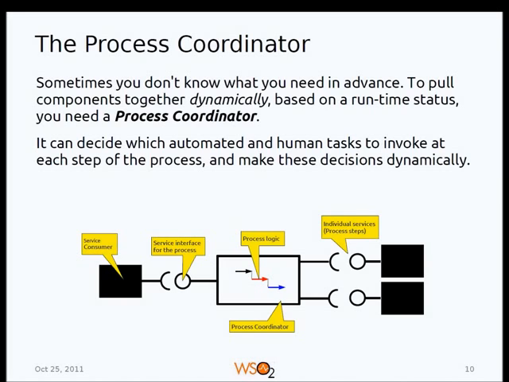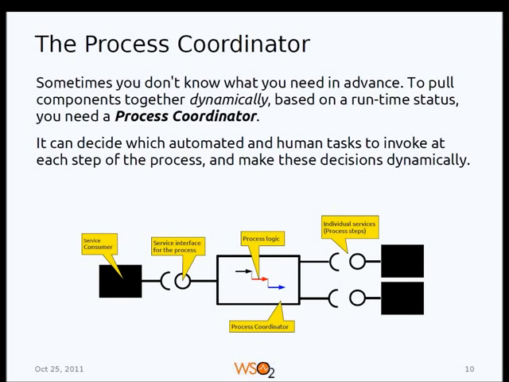So in the diagram, you have a black box service consumer on the left. You've got some individual services on the right, and you have this process coordinator running some process logic here. So it invokes those process steps on the right in some order and deciding on which ones to invoke depending on a runtime status.